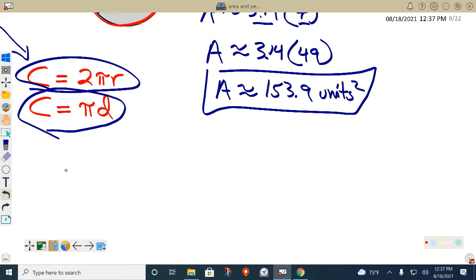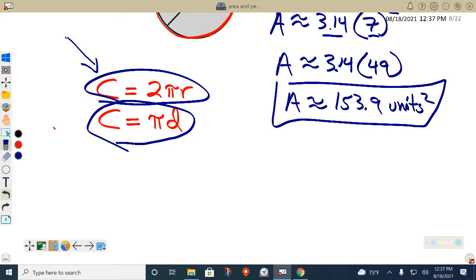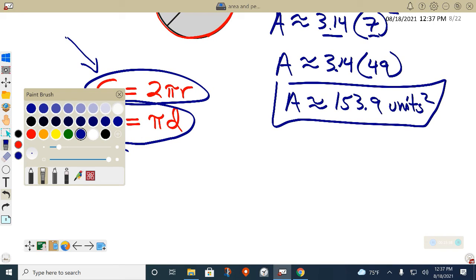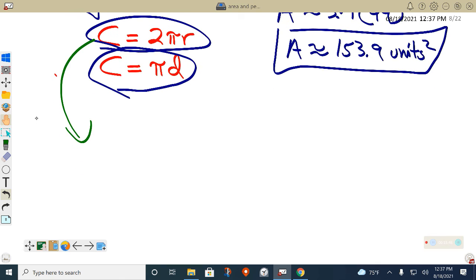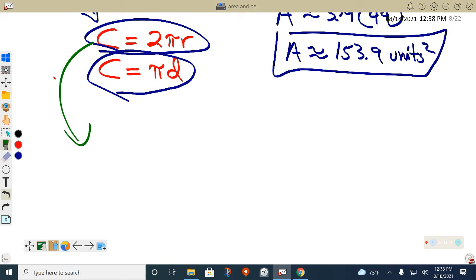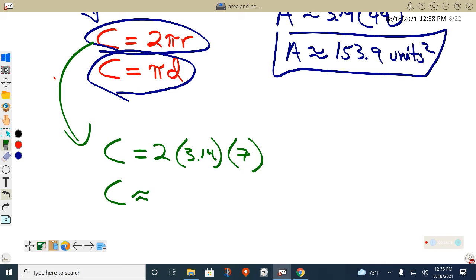Here we go. I'm going to go green. So I'm going to use the first formula. Doesn't matter which one, I'm going to go first one because there's sentimental value for me. Circumference then is 2 times 3.14, the radius is 7. So the circumference then is approximately, look, I'm changing the equal to approximate because 3.14 is an approximation of pi. So 2 times 3.14 is 6.28 times 7.